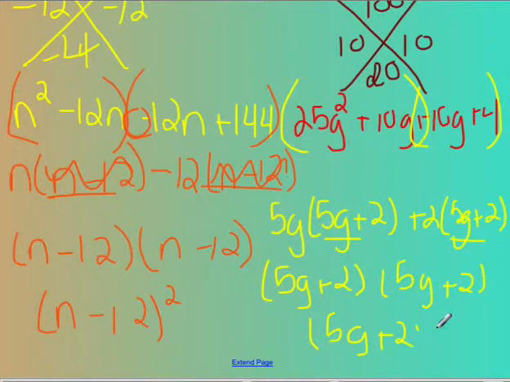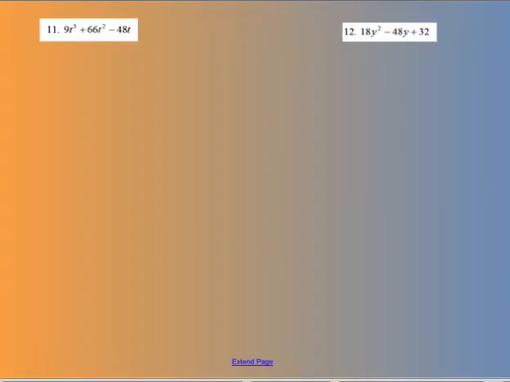Next, I'm going to take a look at number 11. For number 11, what we're going to do first of all is take out a greatest common factor. So 3, 66, and 48 are all divisible by 3. And then I can take a t out of each term. I actually can't factor this until I take out a t because we can't do anything with t cubed. So then I end up having 3t squared plus 22t minus 48.